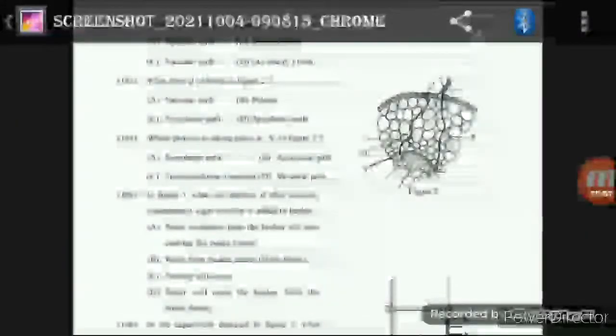So the correct one is, in this figure 2, at S, the process taking place is the transmembrane transport process. Therefore the correct answer is option C. So option C is the correct answer in question number 104. Now the next question is 105.